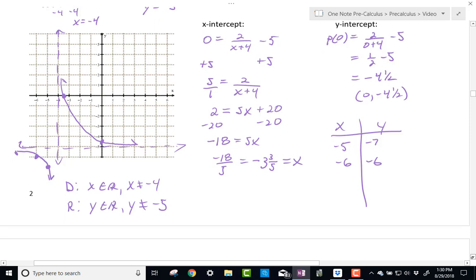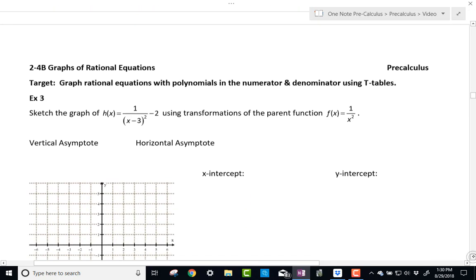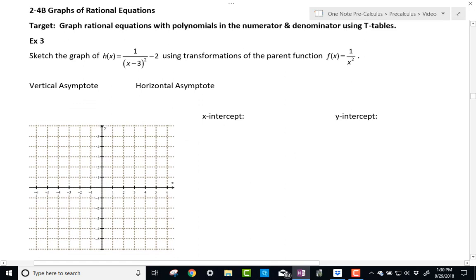All right? Do we have any left? Oh yeah, it looks like we got one more. Okay, so here we go.